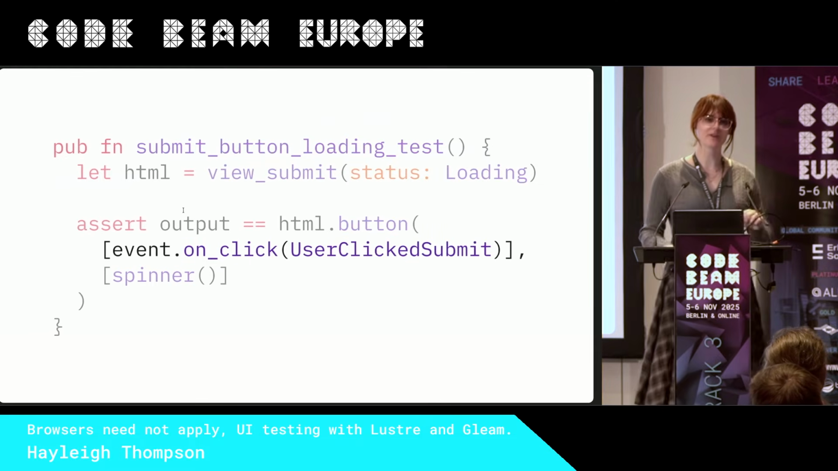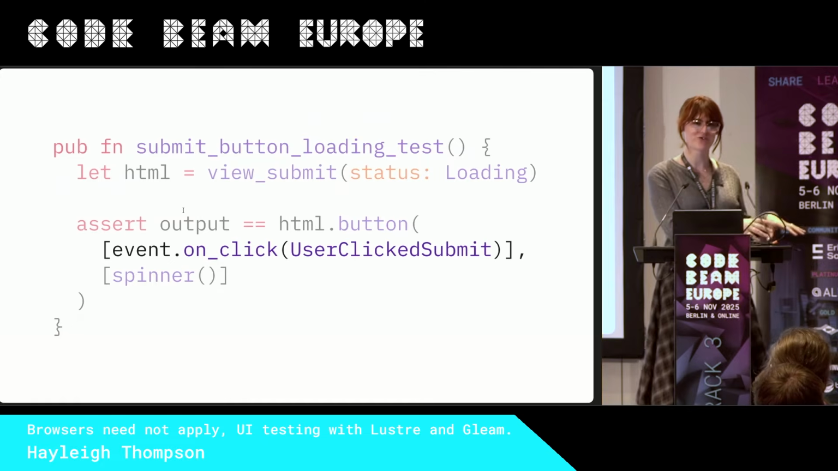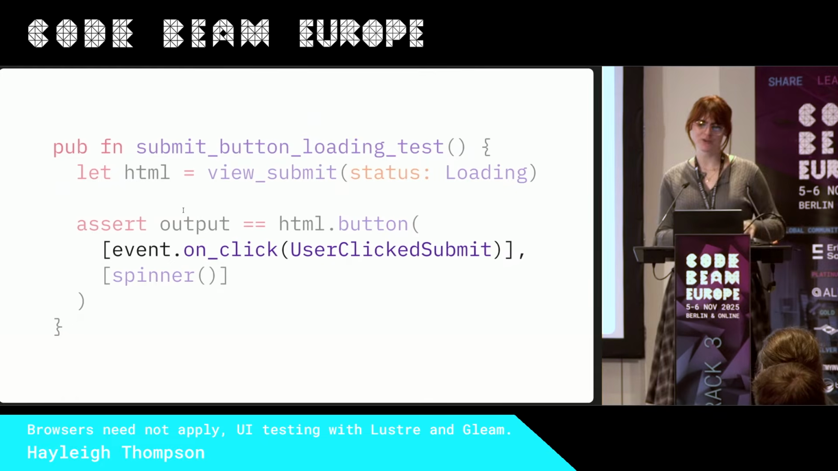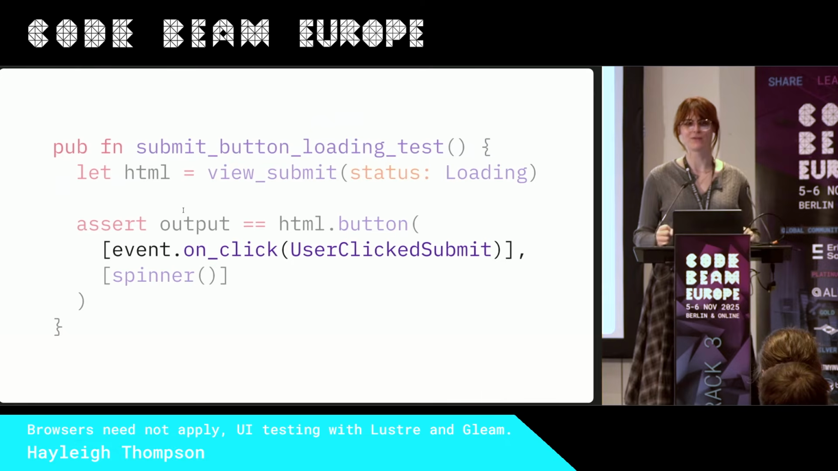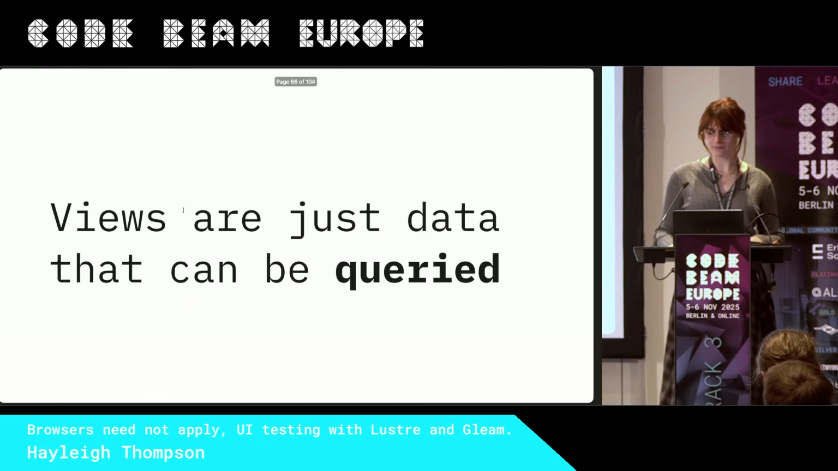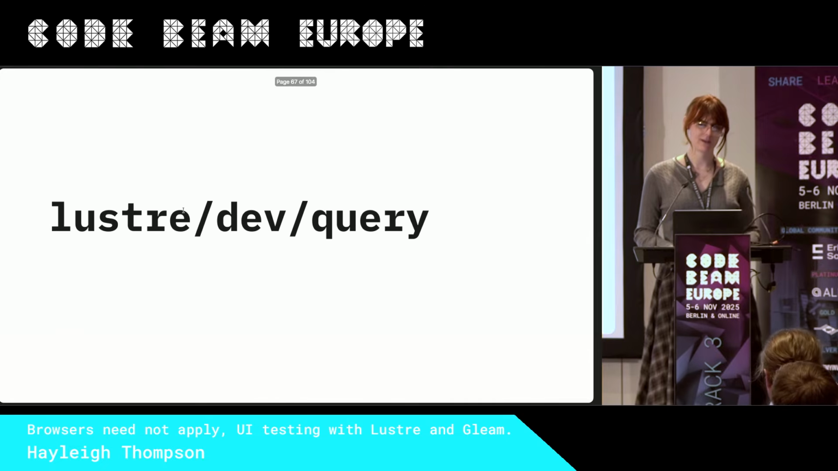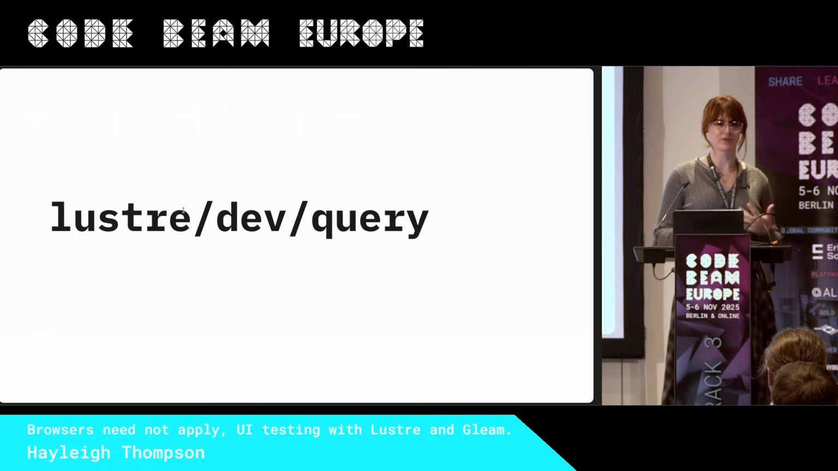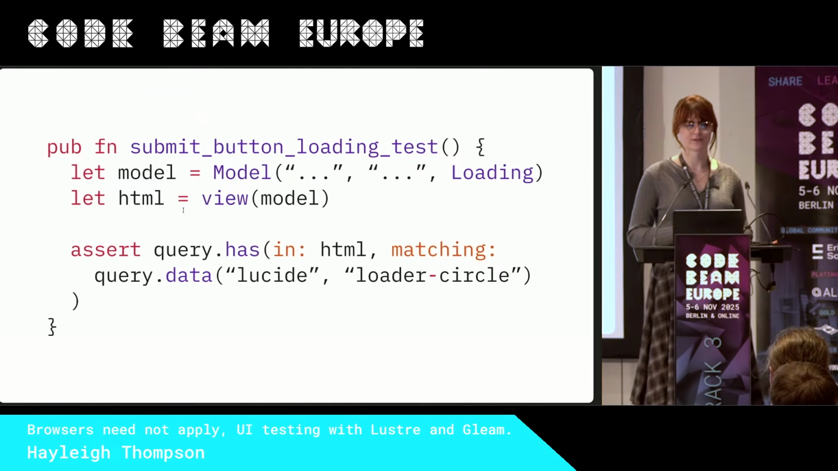Now this is a little bit annoying because now I have to go in and reattach these event handlers, right? Because we're doing straight assertions of the data, if I left this out, I would have two different pieces of view code and this assertion would fail. But because our views are just data structures, that means they can be queried. And Lustre comes with a module for doing queries on elements, HTML. And so we could write this like this.